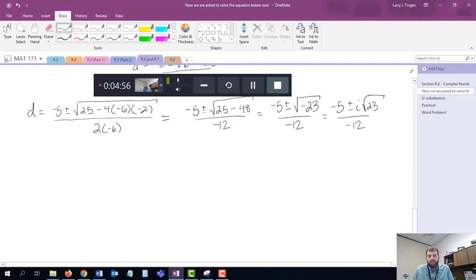So I can, let's get this going to the other side. That's negative 5 divided by negative 12 plus or minus the square root of 23 divided by negative 12i. And then this splits into, well, let's clean up one more step here. Negative 5 divided by negative 12 is just 5 over 12. So there's the real portion, and then here's the imaginary portion, plus or minus.